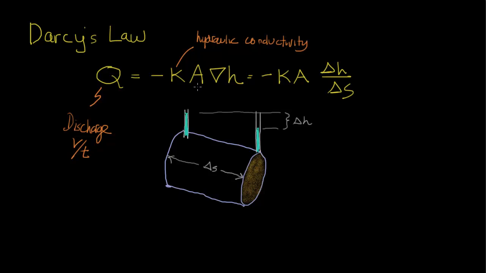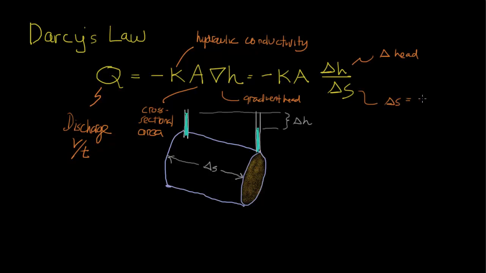A here is the cross-sectional area. This is something that might be different here. This is the cross-sectional area, and I'll explain what I mean by that in a second. And here, of course, this is the gradient of the hydraulic head. And I can write that, remember, as the change in the head divided by the change in the distance. Delta S is the distance over which groundwater flows.